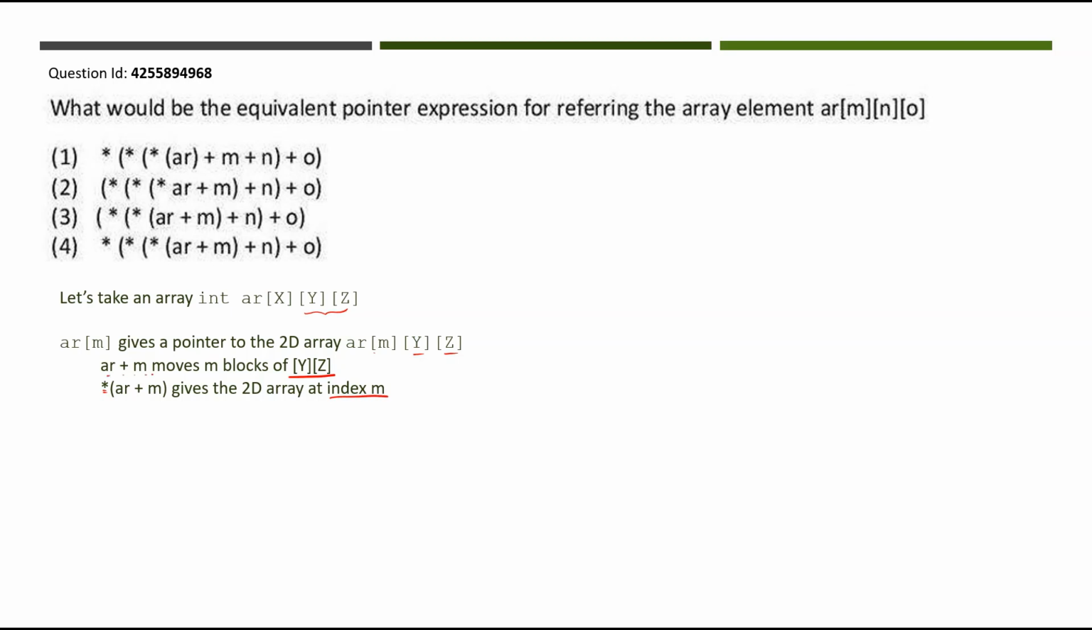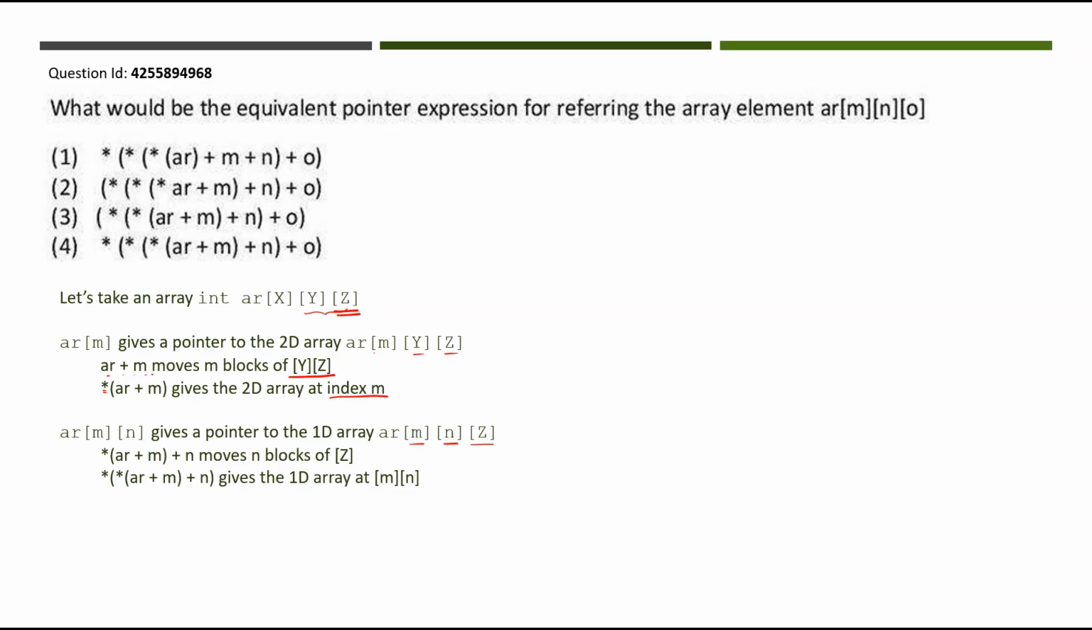So I am just interpreting how AR plus M will work and the pointer of AR plus M will work. Next we will get into the second dimension, AR of M and then N. This gives a pointer to the 1D array here. So M index is here, N index is here, we have the Z dimension array here. AR plus M is actually the index m.